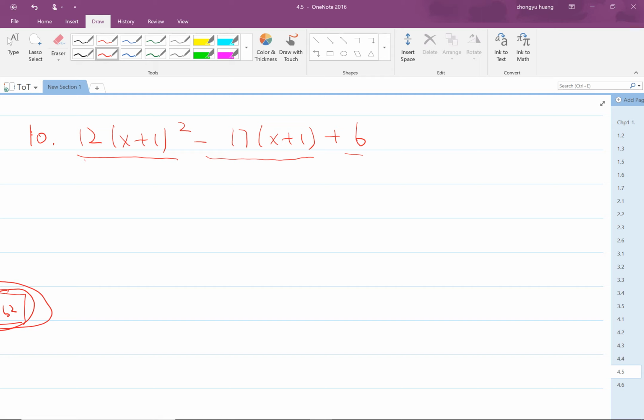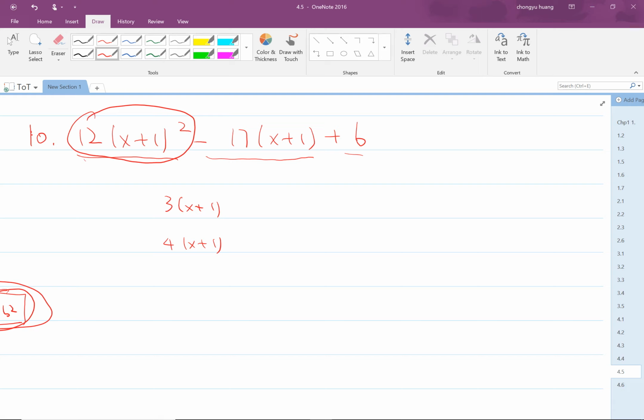Okay, so you can see we have a term 12x plus 1 squared, and you can write this term as 3x plus 1 and 4x plus 1, because 3x plus 1 multiplied by 4x plus 1 is equal to 12x plus 1 squared. So it's actually valid.